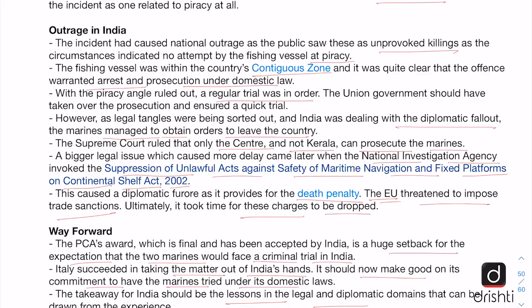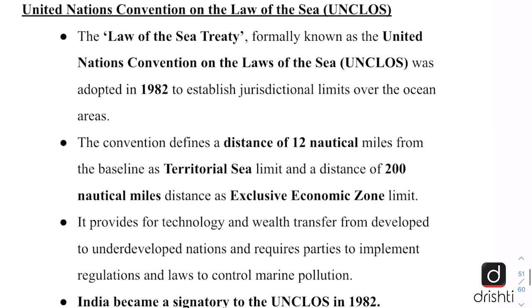So this was all in the key points of the editorial. Now let us look at key concepts. So in key concepts, let us look at United Nations Convention on the Law of the Sea, also known as UN clause. So this is also known as the Law of the Sea Treaty and was adopted in 1982 to establish jurisdictional limits over the ocean areas.